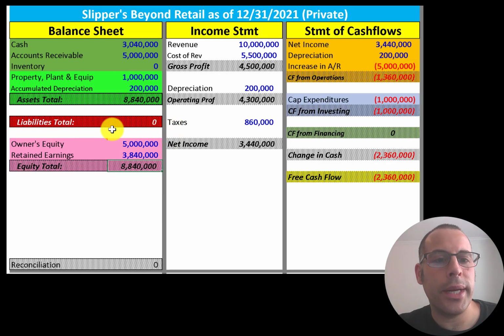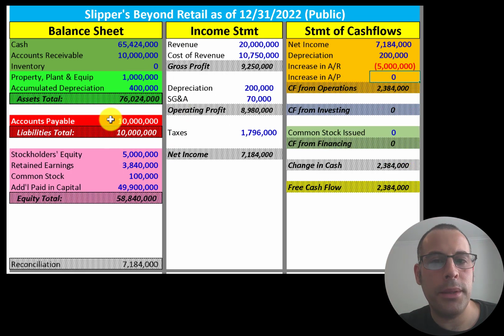And last year we had 0 in accounts payable. This year we have $10 million. When accounts payable goes up, cash goes up.